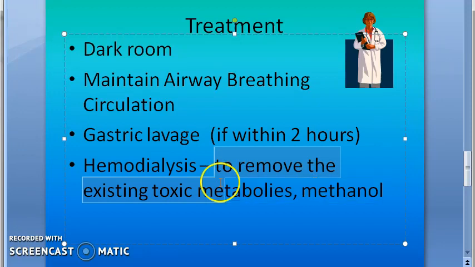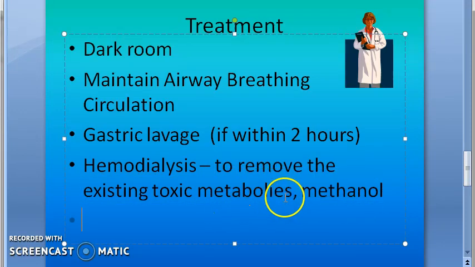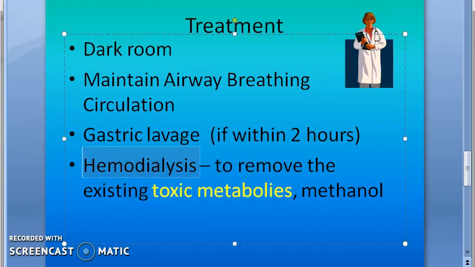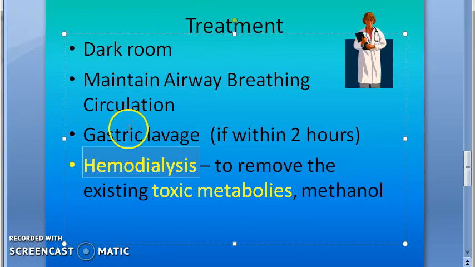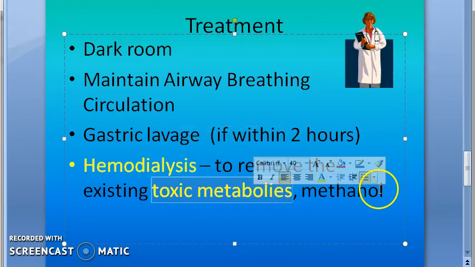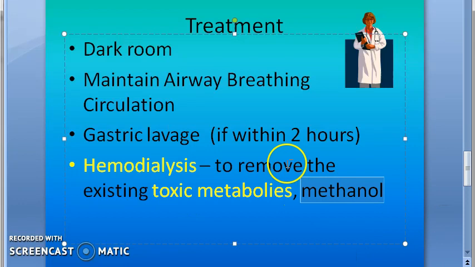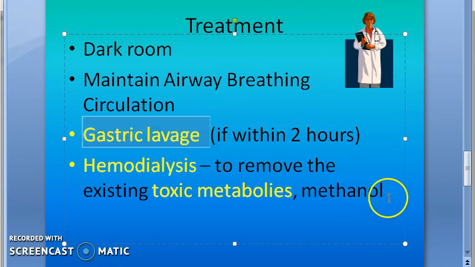Hemodialysis to remove the existing toxic metabolites. Basically, if you want to remove the toxic metabolites, you will do hemodialysis, correct? Gastric lavage will remove the poison and hemodialysis will remove the toxic metabolites like formaldehyde, formic acid. It can also remove methanol. Gastric lavage also can remove everything, right? Within 2 hours if the person comes, you can do gastric lavage.